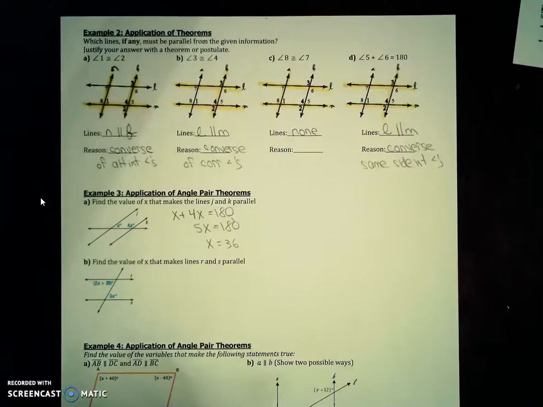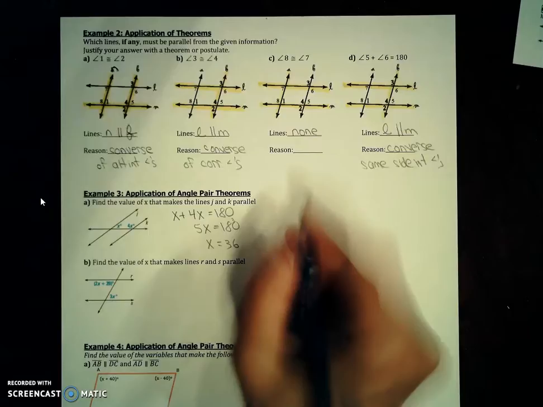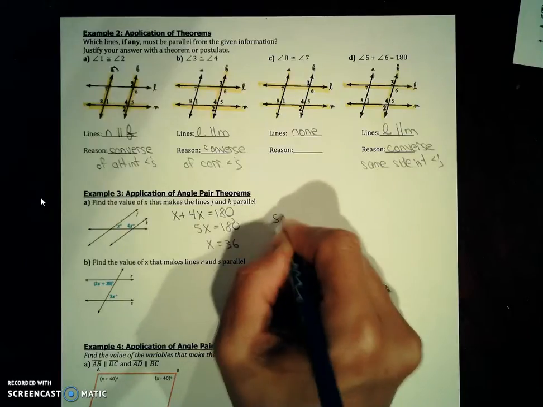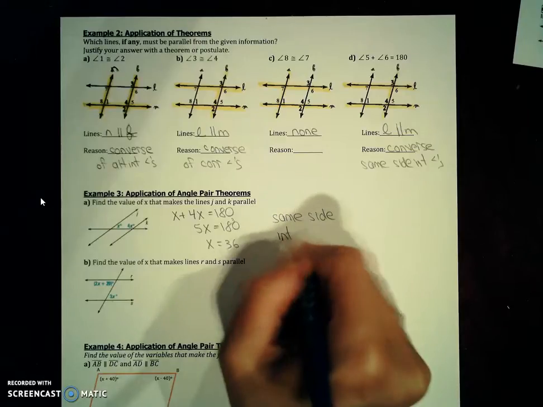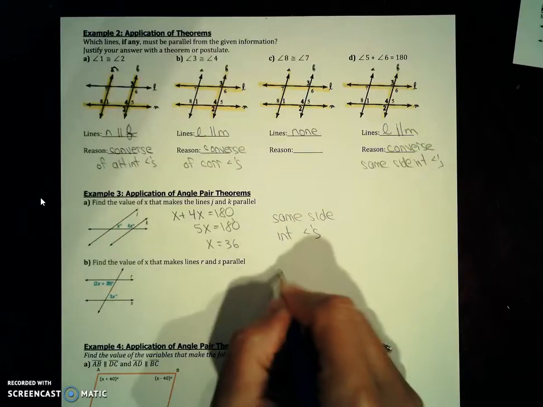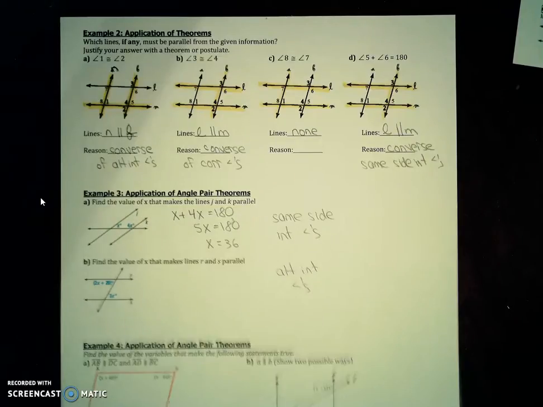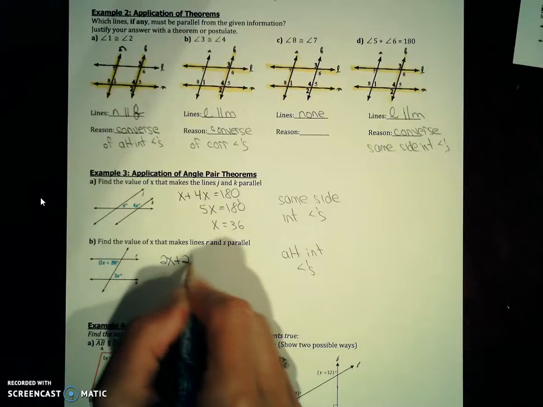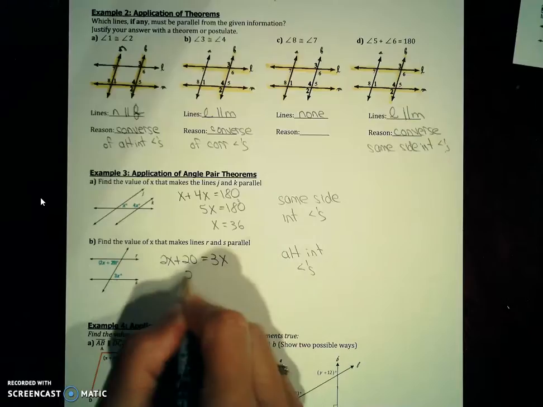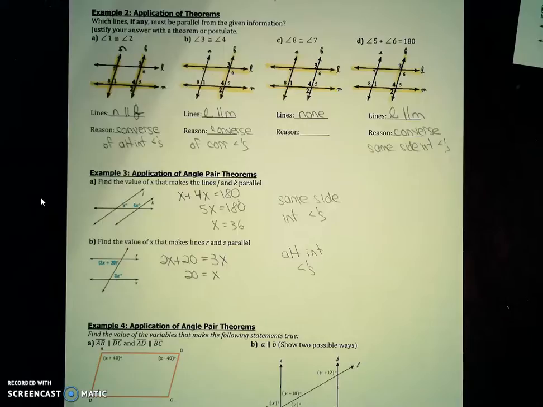If you look at B, these are interior and they are on opposite sides, so I'm just going to put this down here to reinforce the vocabulary: these are same side interior angles. Down here, these are alternate interior angles. We know alternate interior angles have to be congruent, so we set 2x plus 20 equal to 3x. We're going to solve. I subtract that 2x, and I end up with, again, x is equal to 20, and that's all they're looking for.